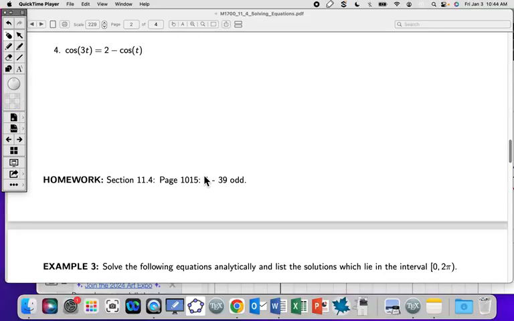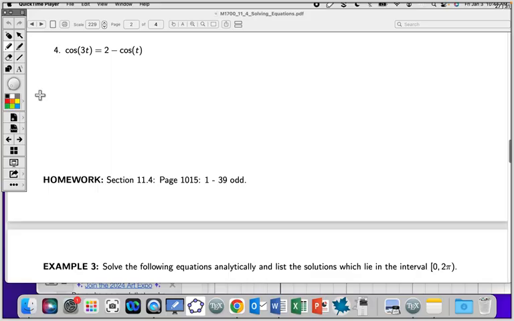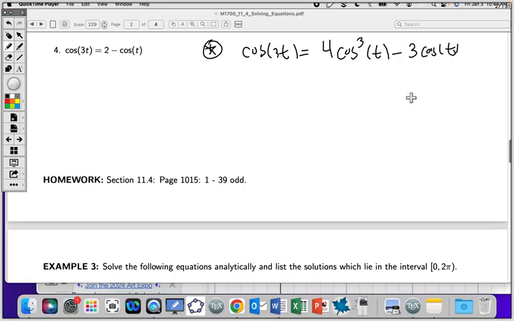Last example here, we're looking at cosine of 3t equals 2 minus cosine t. So all we did is just change the frequency here from 2 to 3. So how does that upset the apple cart? Well, we don't have a triple angle formula for cosine memorized, but we did actually derive one. Cosine of 3t turns out to be 4 cosine cubed t minus 3 cosine t. Right? Something we had from before.